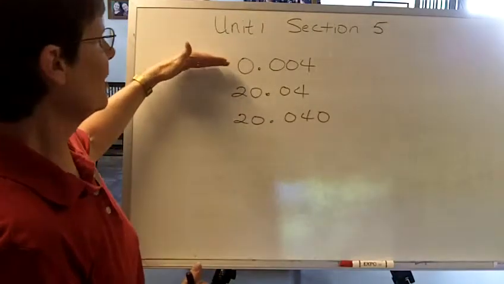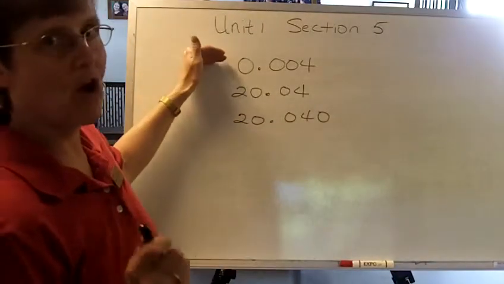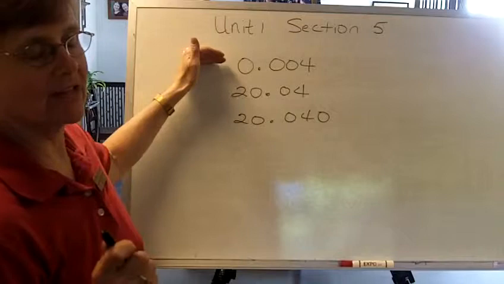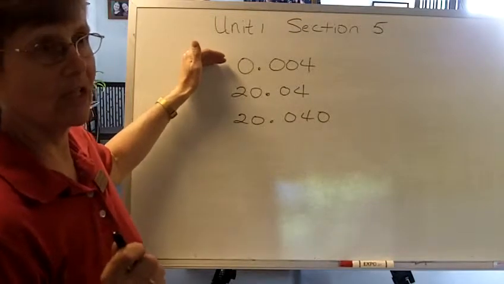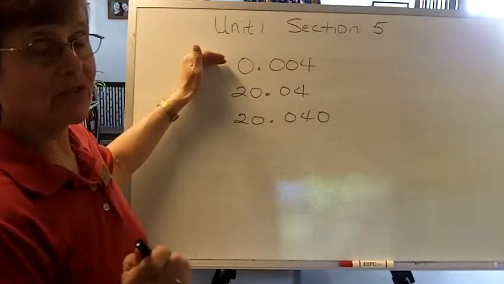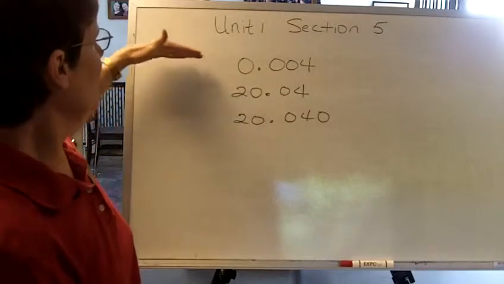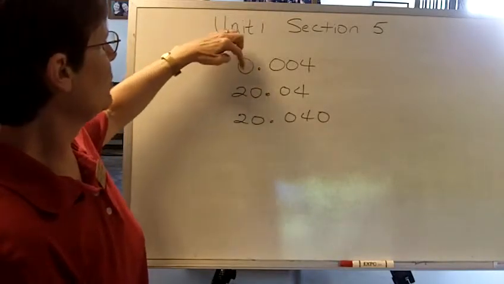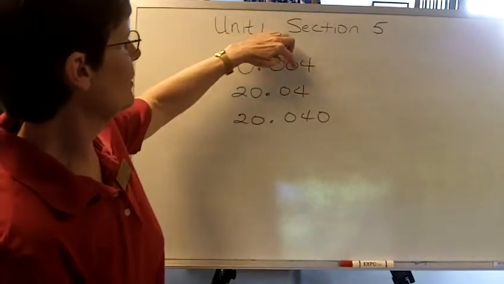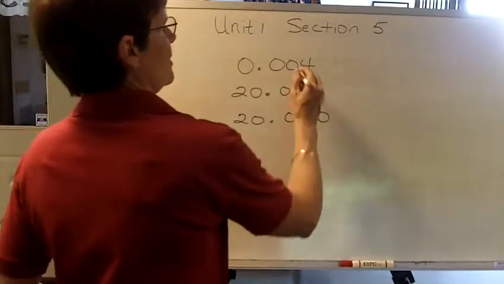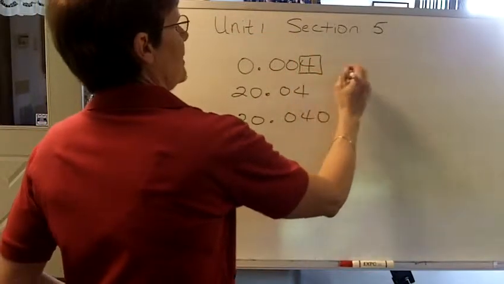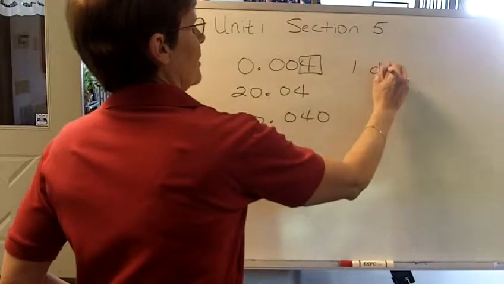And you have to start counting with the first non-zero digit. So that's key, the first non-zero digit. And then you count everything after that. So here, we're going to start counting on this side, but we don't count this, we don't count this, we don't count this. Only this is what we would consider a significant digit. So this has one digit that is significant.